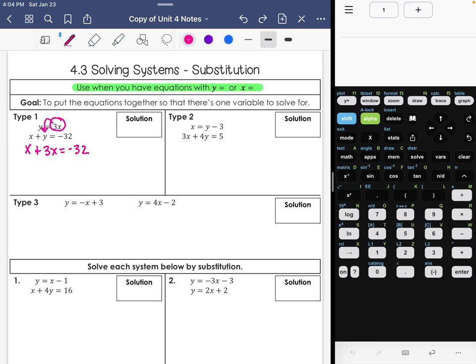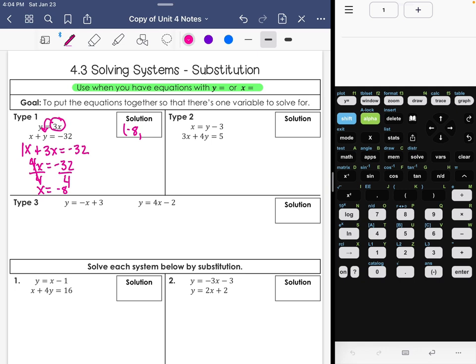Then you've got 1x plus 3x, so you have 4x equals negative 32. And then just like a regular one-step equation, you're going to divide both sides by 4. x equals negative 8, because negative 32 divided by 4 is negative 8. So now we know that the x part of our solution is negative 8.